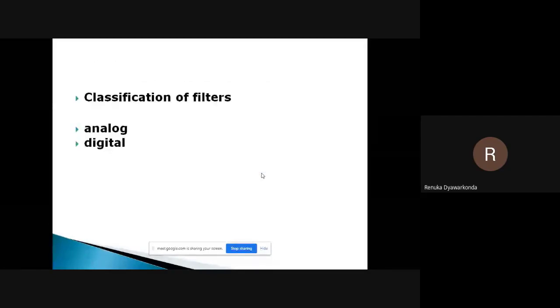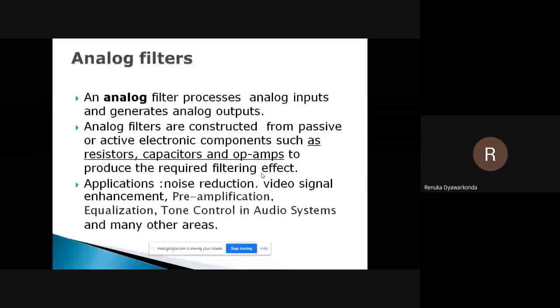Then next, we shall see the basic classifications of filters. Firstly, filters are classified as analog filters and digital filters. So first we shall see what are analog filters. Analog filters are the filters which process analog signals, and they are constructed using active or passive components. The filters which are constructed using active components like op-amps and transistors, and which may also include resistors and capacitors, are called active filters. And next, passive filters are the filters which are constructed using passive elements like resistor, capacitor, and inductor. So these are called passive filters.